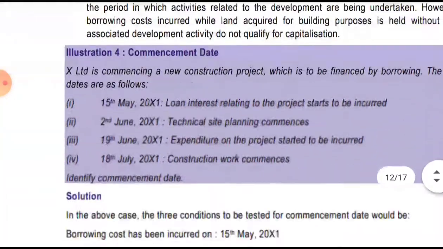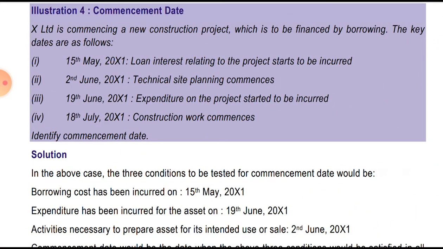Then illustration 4th, commencement date. X Limited is commencing a new construction project which is to be financed by borrowing. The key dates are as follows. 15th May, loan interest relating to the project started to be incurred. Technical site preparation 2nd June. Capital expenditure on the project started on 19th June. See, capital expenditure started on 19th June, and the construction work commenced on 18th July.